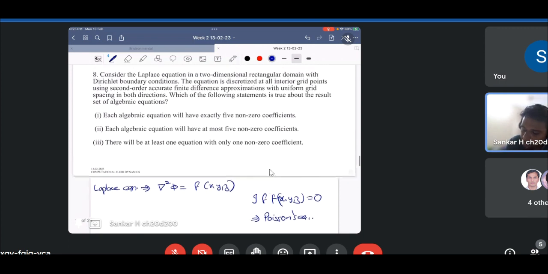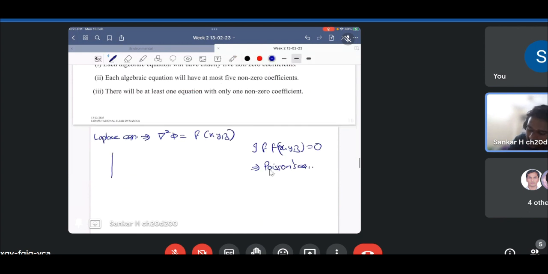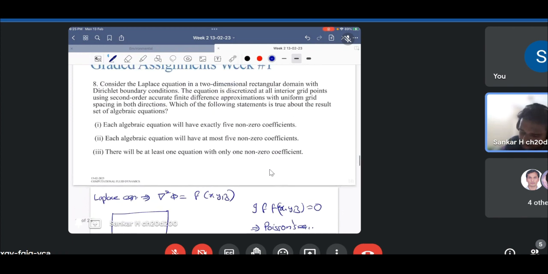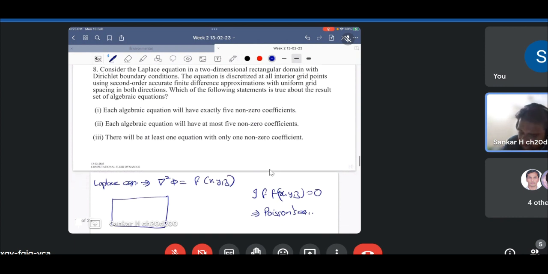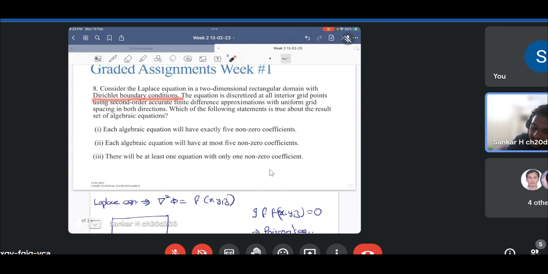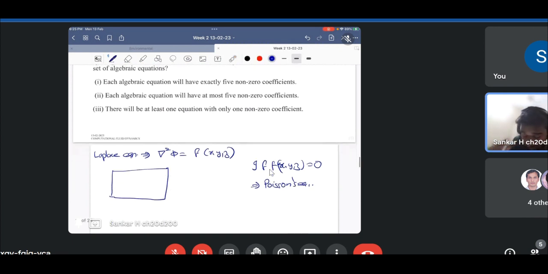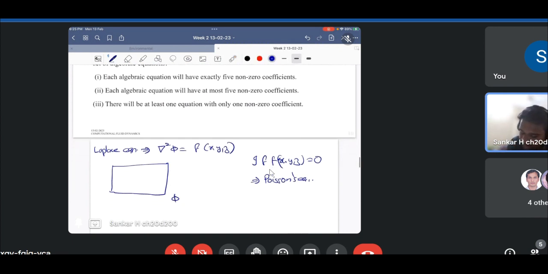Now we need to understand that we are doing this for a two-dimensional rectangular domain. So suppose this is our domain with Dirichlet boundary condition. We need to understand what is meant by Dirichlet boundary condition. Dirichlet boundary condition means the function value at the boundary points is specified. This is known as Dirichlet boundary condition.